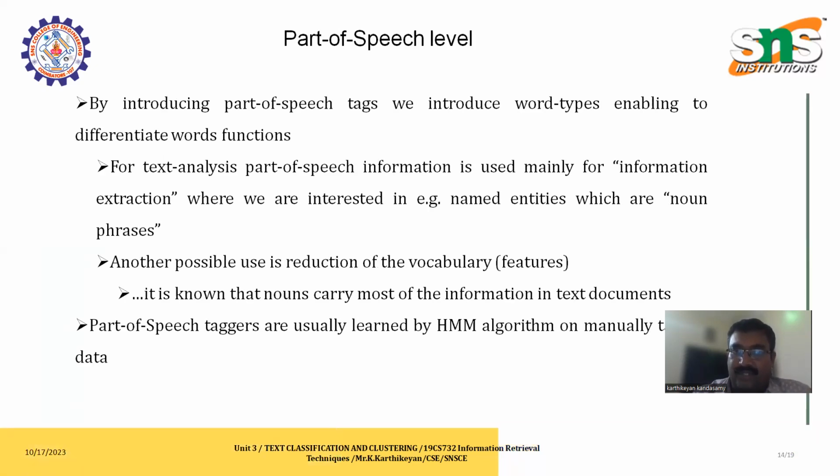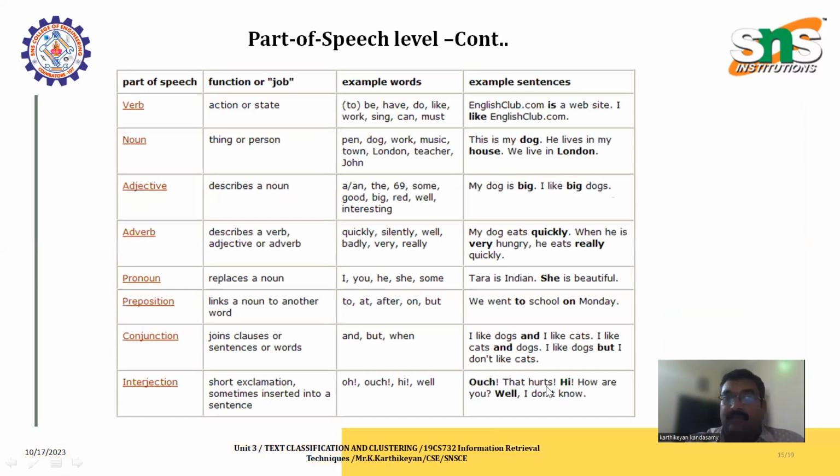Part of speech is based on introducing tags that enable different word functions. Mainly used in information extraction based on interest. For example, my name is called an entity. Suppose car is an entity. So this is part of speech. We identify using a tagger with the HMM algorithm, manually tagging your data. This is part of speech, function or job, with example words and example sentences based on verb, noun, adjective, adverb, pronoun, preposition, conjunction, and interjection.